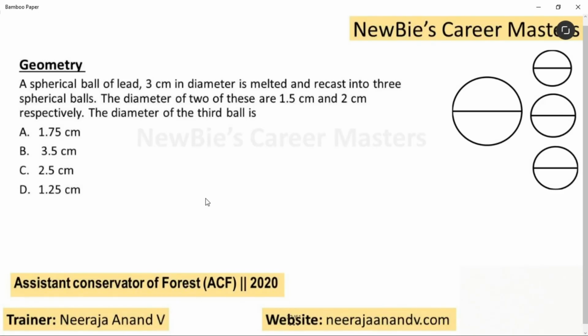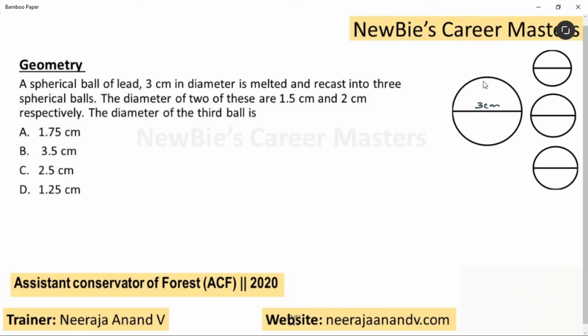Newbies, last question of this video. Question is, a spherical ball of lead 3 cm in diameter is melted. Okay, let's take this as a spherical ball. Spherical ball means we can take the example of football, volleyball. Now let's take this as a spherical ball which is 3 centimeter in diameter.